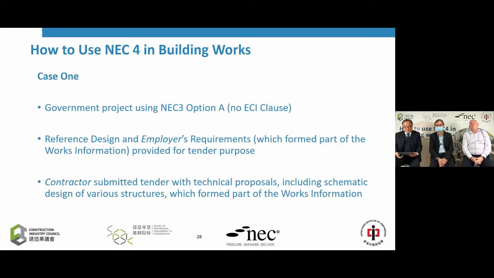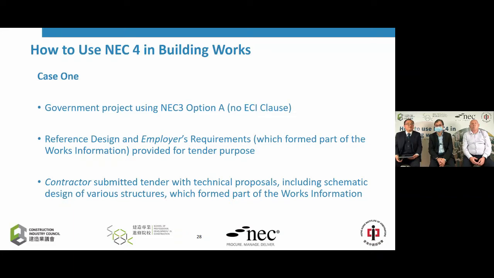Now, I have to show you some of my problems and see whether we can have some thought about whether or not we can use ECI on ordinary projects in Hong Kong. Now, my first case, actually these are two dispute cases handled by me recently. So in case one, it is talking about a government project using NEC option A.